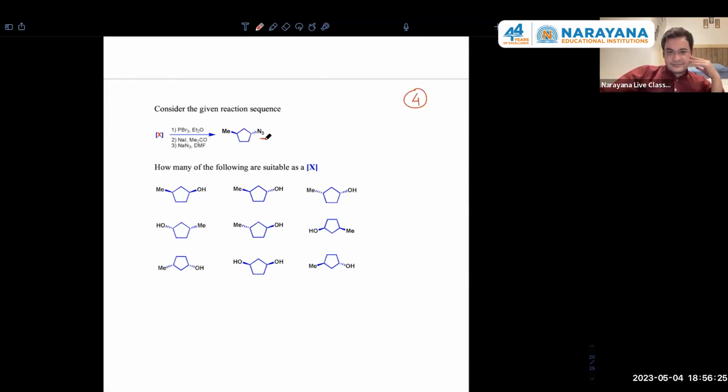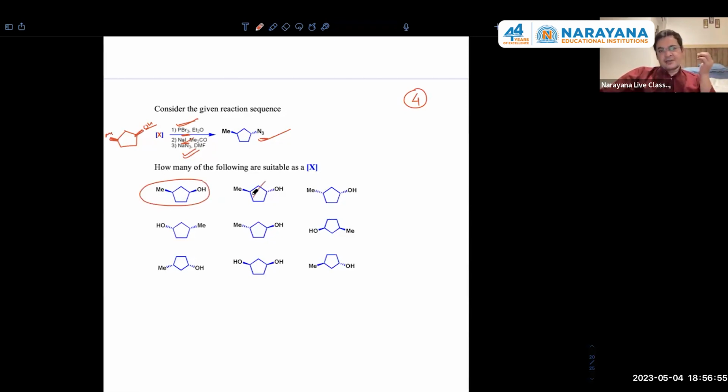Dash N3 means I should be on wedge. Wedge I means Br should be on dash, Br dash. Then OH should be on wedge. So in the initial compound, methyl is by default on wedge, and OH should be on the wedge. So wedge OH is replaced by dash Br, dash Br replaced by wedge I, wedge I replaced by dash N3. That answer will come. So Me and OH both should be on wedge.